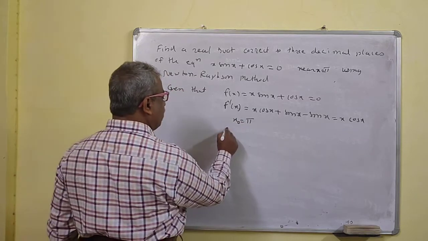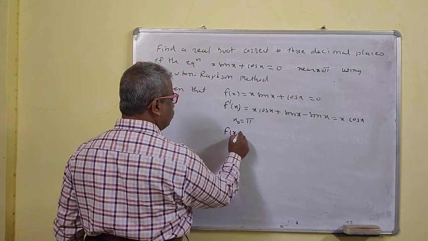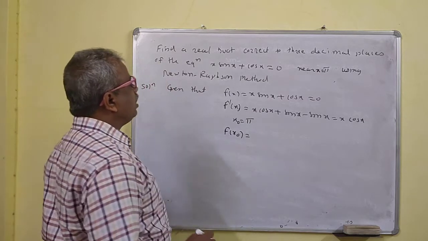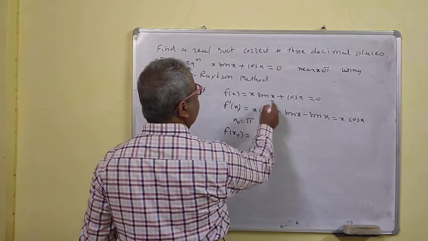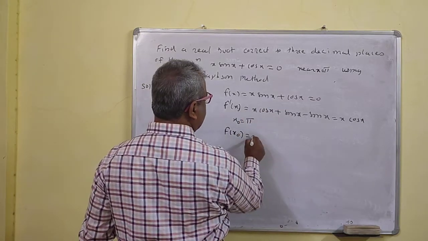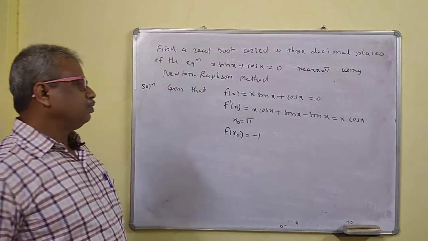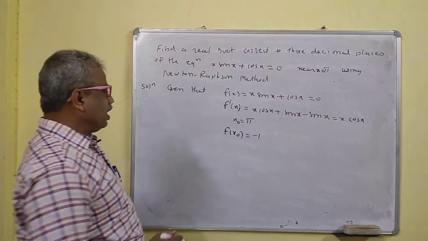So we'll find f of x naught now. What is f of x naught then? Pi sin pi is 0 now here. Cos pi is minus 1. So this will be minus 1, because sin pi is 0. Okay. So very nice now here.